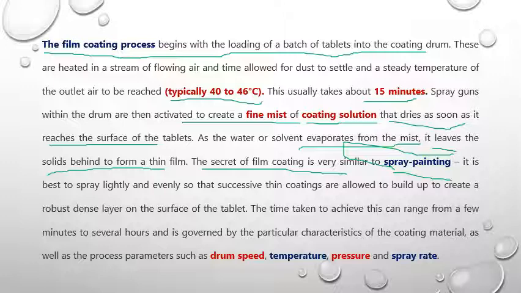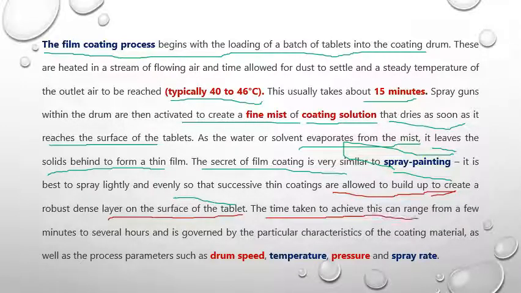It is best to spray lightly and evenly so that the successive thin coatings are allowed to build up to create a robust, dense layer on the surface of a tablet. The time taken to achieve this can range from a few minutes to several hours, and is governed by the particular characteristics of the coating material as well as the process parameters such as the drum speed, temperature, pressure and spray rate.